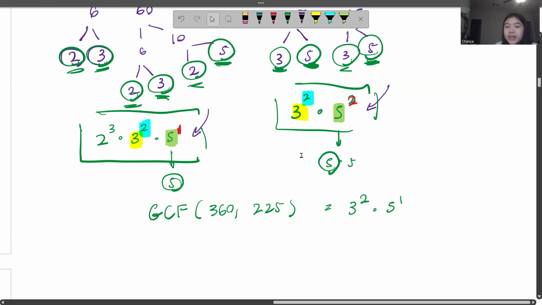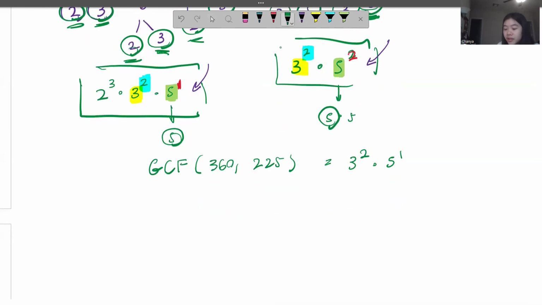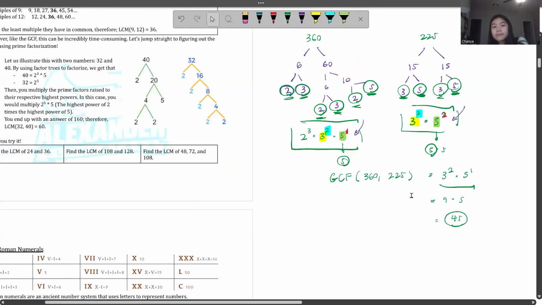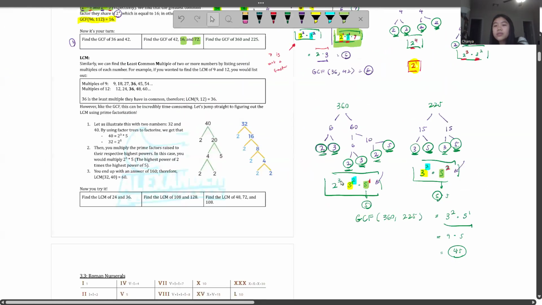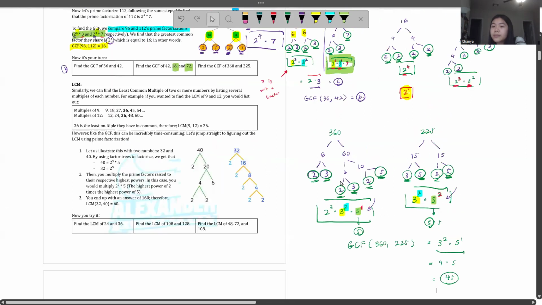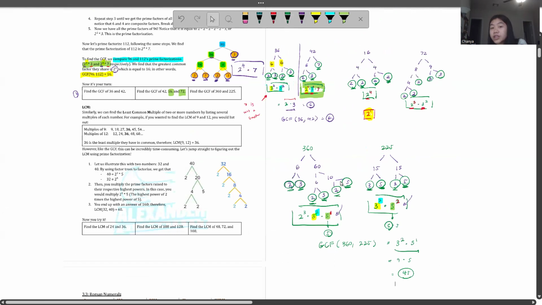Okay, so going back to the GCF calculation, that should be it, because that's the only factors they have in common. Evaluating this, that's just going to be 3 to the power of 2, which is 9, times 5 to the power of 1, which is 5, and that's equal to 45. Yep. So you notice how tedious this would be if you actually listed out all of the factors, right? And so this is the power of prime factorization to find the greatest common factor.